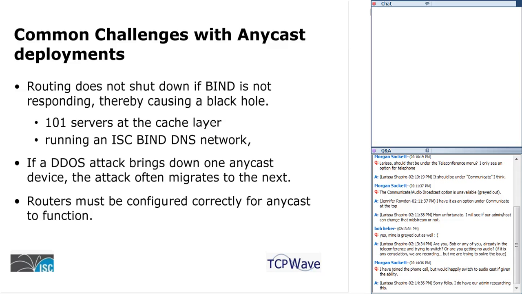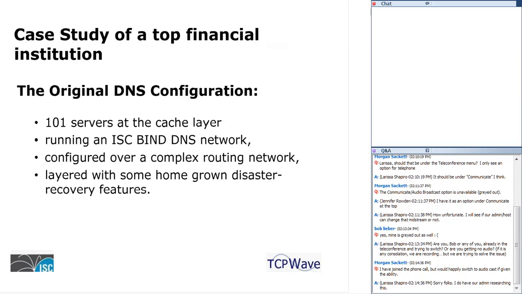So moving on, we now have the case study of one of our current customers. It'll illustrate the challenges that we've seen and what we've done to resolve them. The original DNS configuration was 100 servers at the cache layer dedicated to running an ISC BIND DNS network.